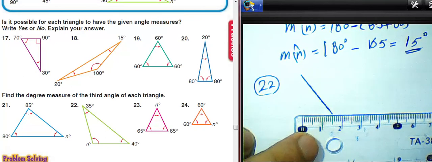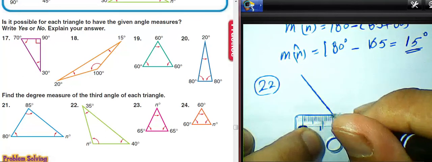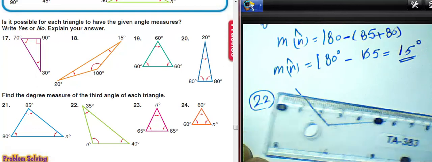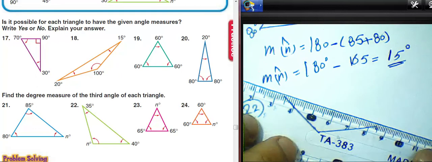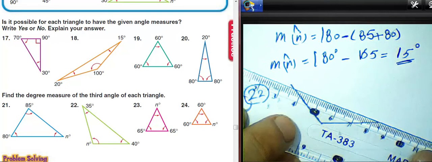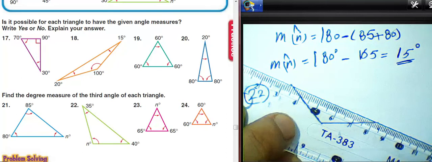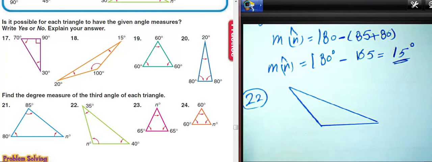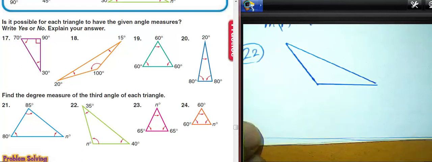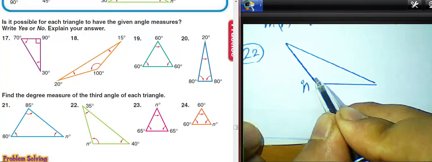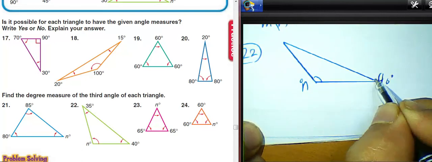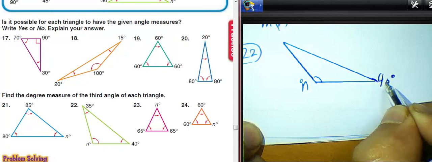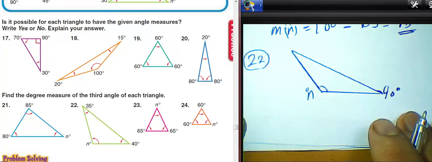This triangle is obtuse, meaning the measure of angle n is more than 90 degrees and less than 180. We know the sum of the interior angles of any triangle equals 180. So here we have 40 degrees, and here the angle is 35.